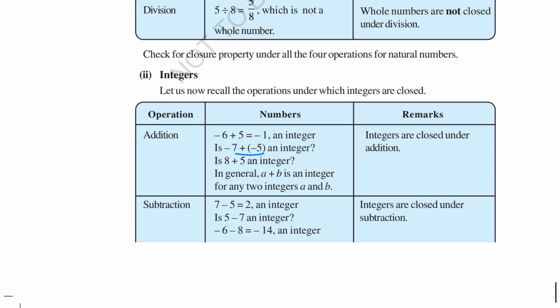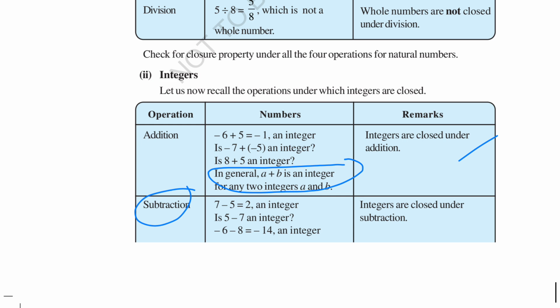Yes, let's see. Minus 7, then plus into minus becomes minus, then 5. If we add these two integers, the result is minus 12. Yes, it is an integer. In general, a plus b is an integer for any two integers a and b. The closure property is satisfied for addition on integers. So the result is integers are closed under addition.